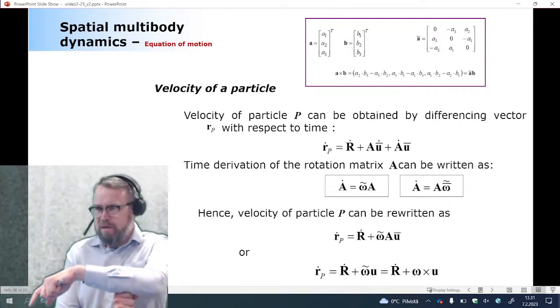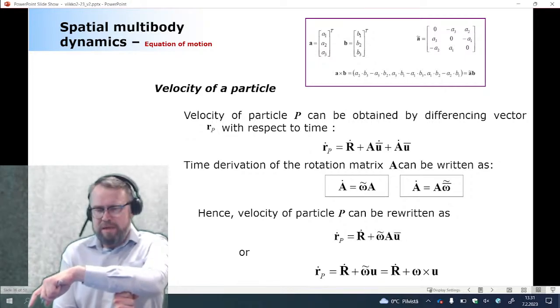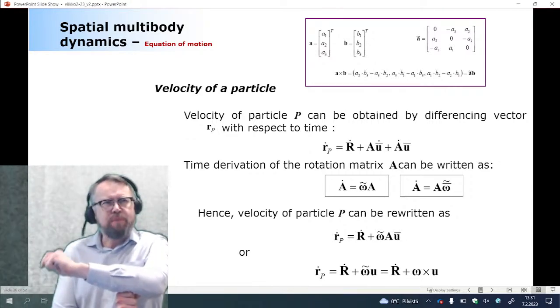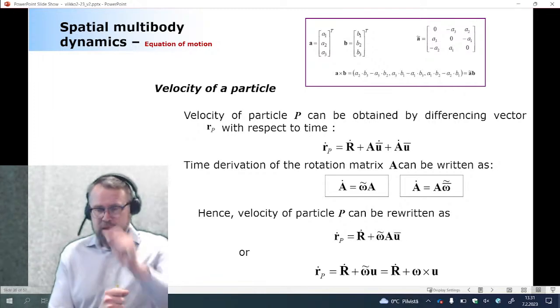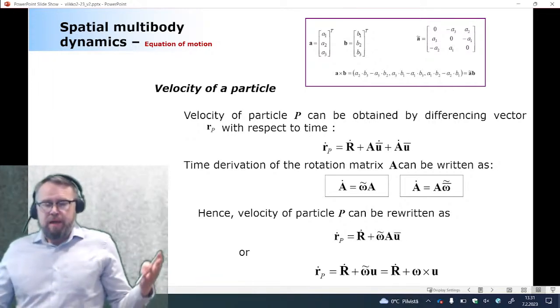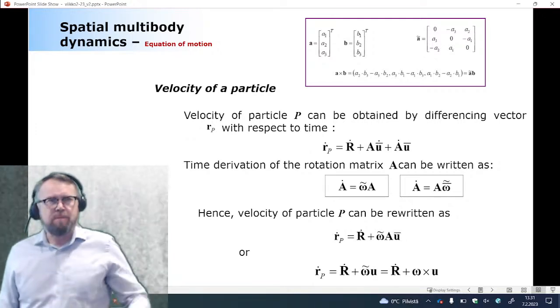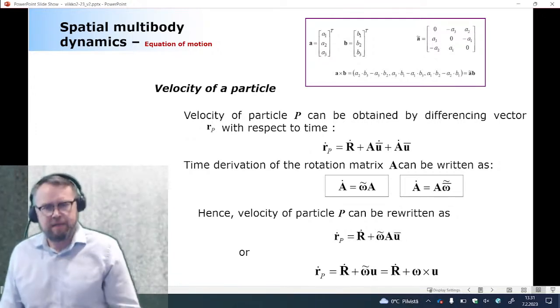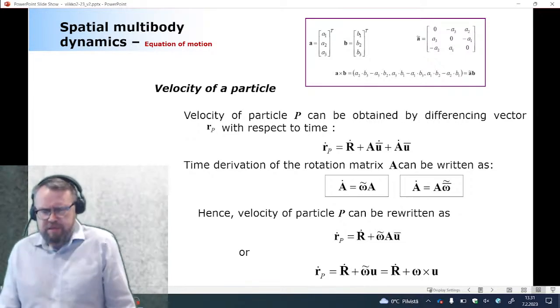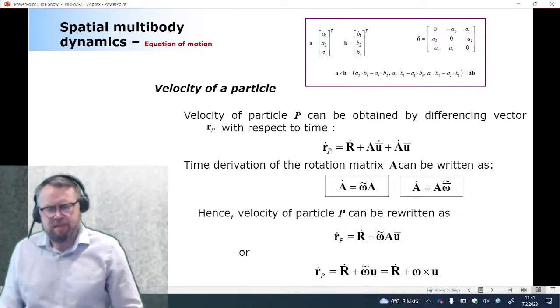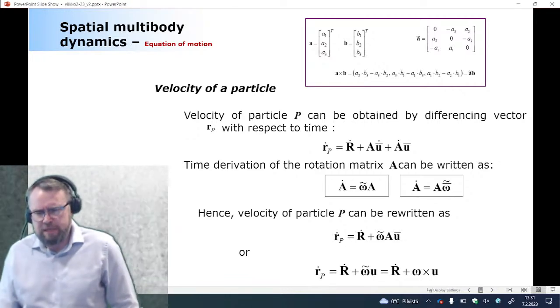So we're going to speed up here quite a bit, and then we stop when it starts to make sense. But everything is the same as in a planar case. We're going to take a look at the particle velocity and the acceleration. They're not that much different, it's all the same business. But there's something that we need to keep in mind.